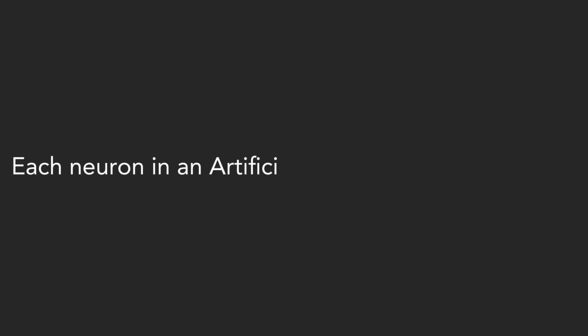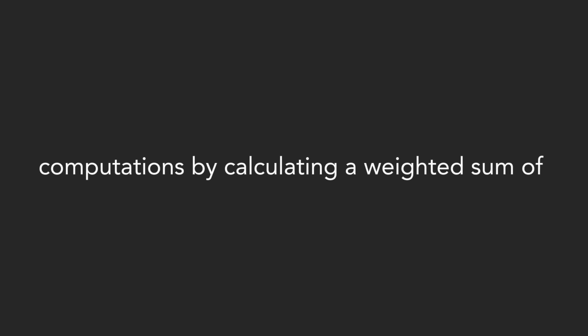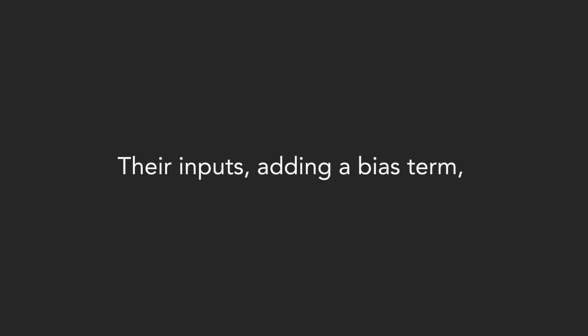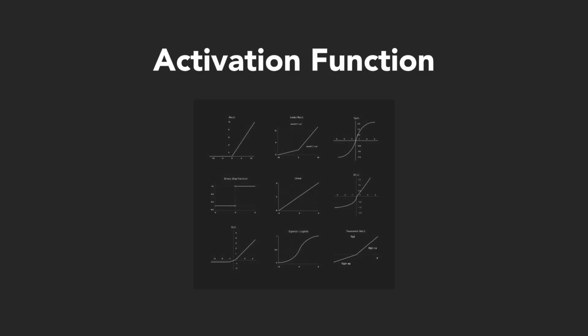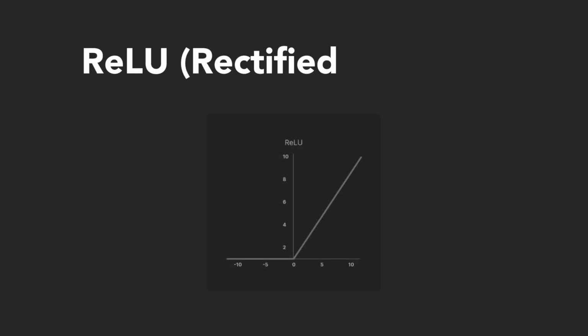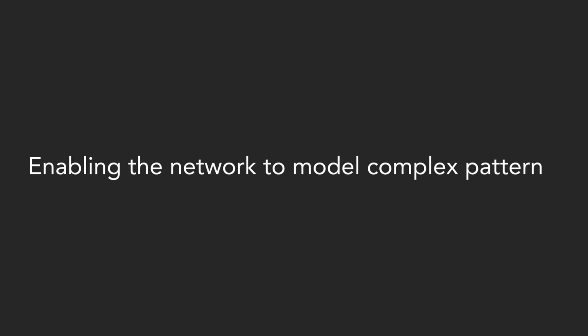Each neuron in an artificial neural network performs computation by calculating the weighted sum of its inputs, adding a bias term, and applying an activation function like ReLU, rectified linear unit, or sigmoid. This process introduces non-linearity, enabling the network to model complex patterns.